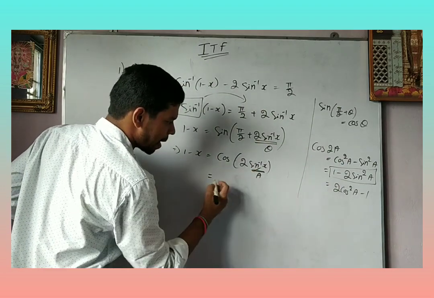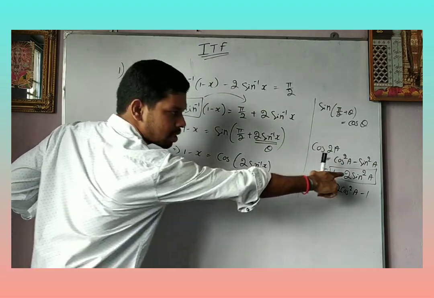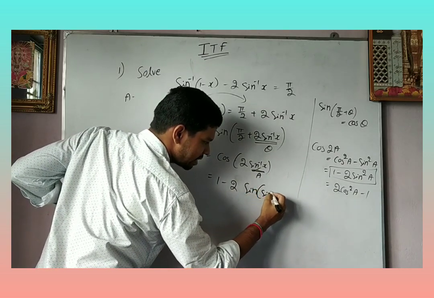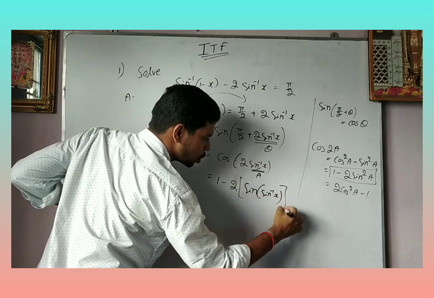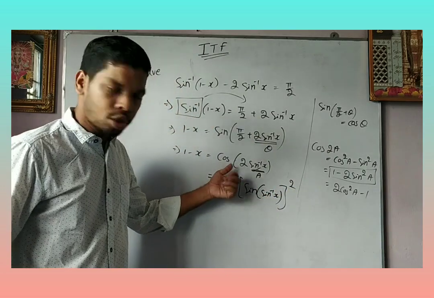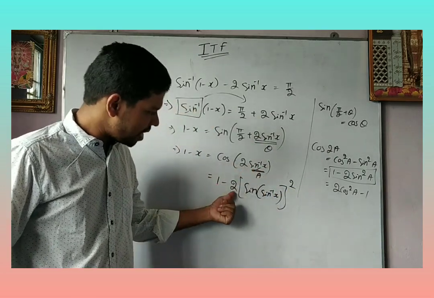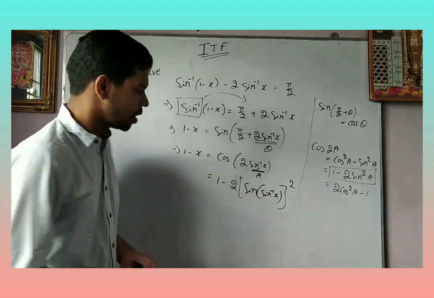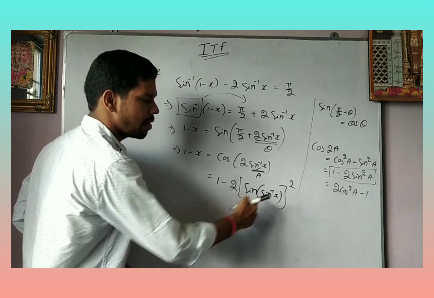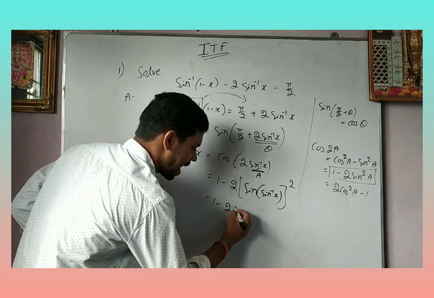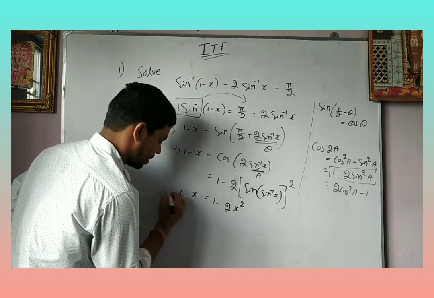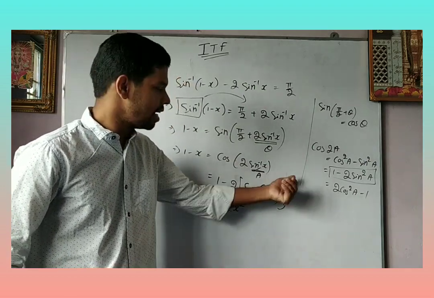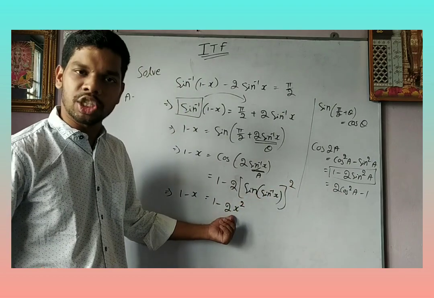And this is our angle A: 1 minus 2 times sin A. What is the value of A? Sin inverse x, and whole square. Cos 2A is 1 minus 2 times (sin A) whole square. Now, sin of sin inverse x is equal to x, and here it is a square, so it is x square.